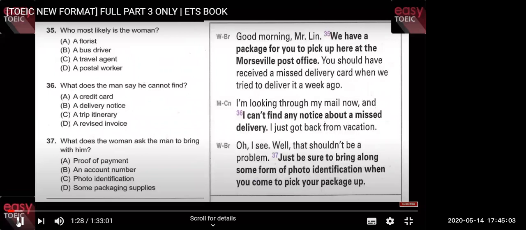Questions 35 through 37 refer to the following conversation. Good morning, Mr. Lin. We have a package for you to pick up here at the Morseville Post Office. You should have received a missed delivery card when we tried to deliver it a week ago. I'm looking through my mail now and I can't find any notice about a missed delivery. I just got back from vacation. Oh, I see. Well, that shouldn't be a problem. Just be sure to bring along some form of photo identification when you come to pick your package up.